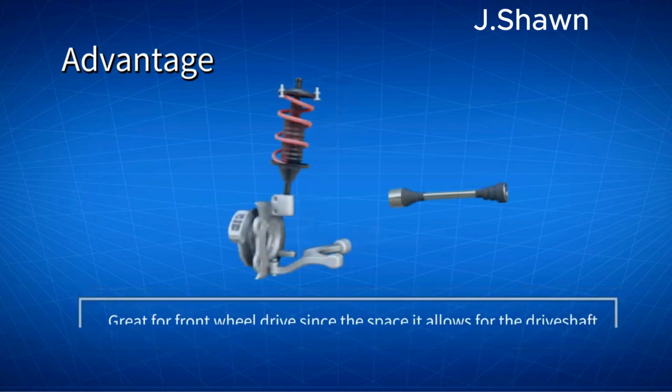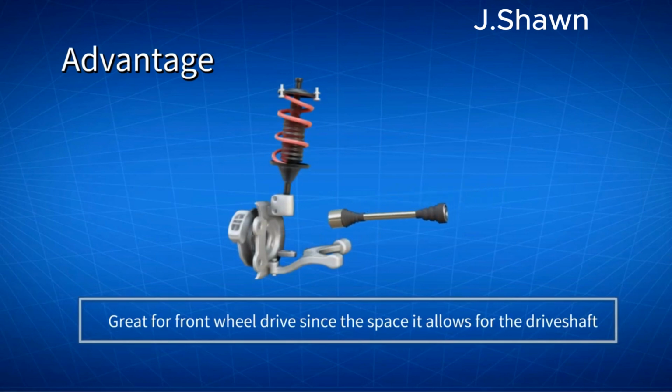McPherson strut suspension is great for front-wheel drive, because of the space it allows for the drive shaft. There is nothing in the center, so it can easily accommodate a drive shaft there.